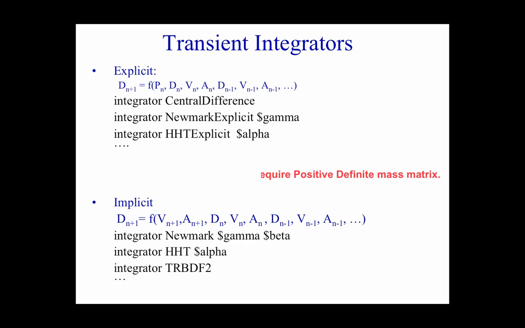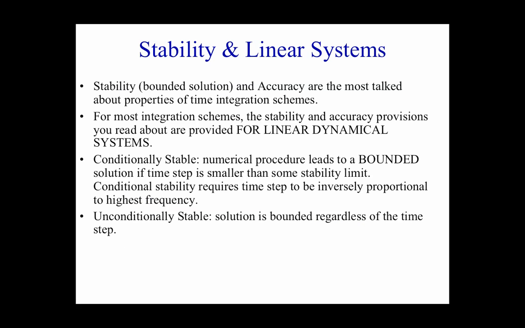The other options are the implicit methods. We have all the standard ones: Newmark, HHT, and what's called the TRBDF2. That's a new method, and I'll talk a little bit about it. So the thing to know about when you use integration schemes, something everybody talks about, is how stable is it? Basically, are you going to converge, and how accurate is the solution going to be?